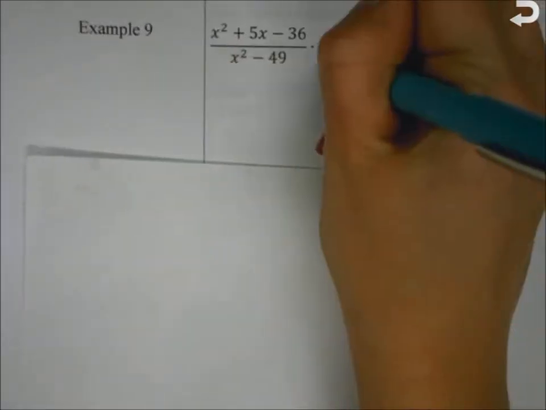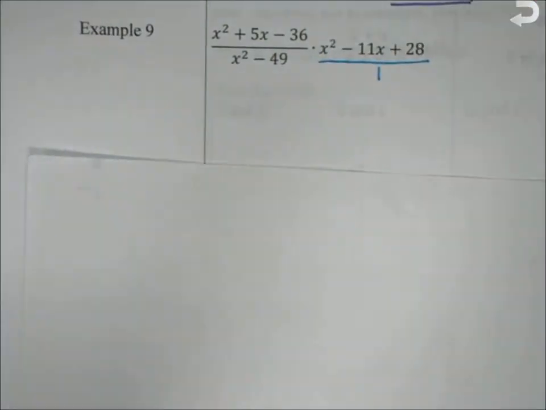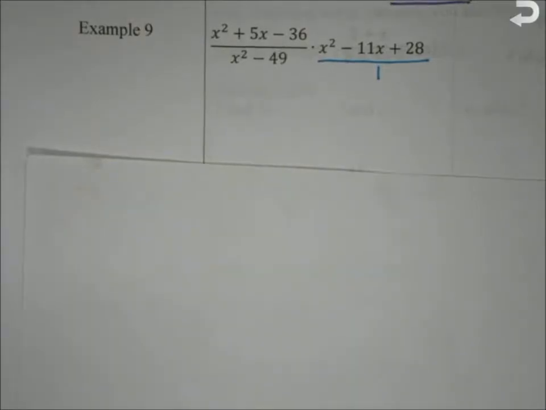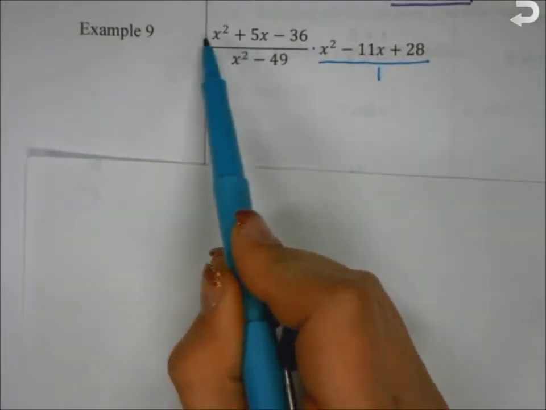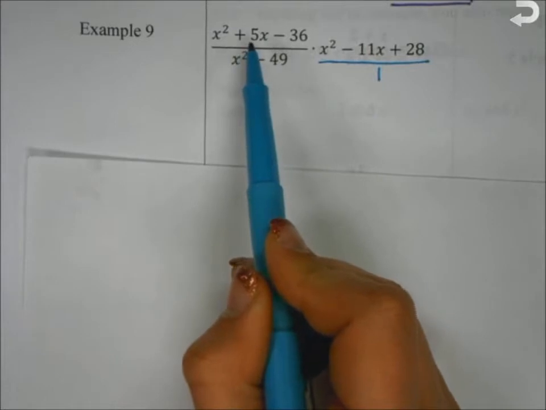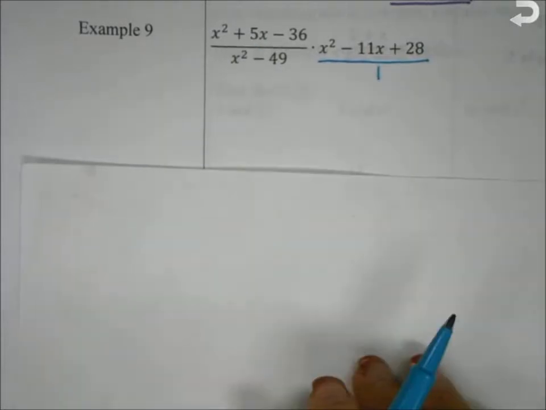This numerator, can I factor that? Yeah, I can use diamond. What two things multiply to negative 36 and add up to positive 5? Positive 9 and negative 4. All over.